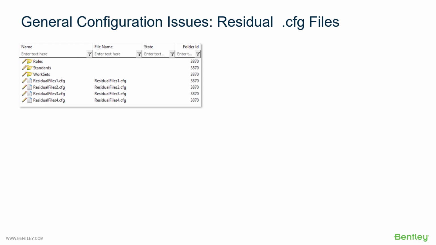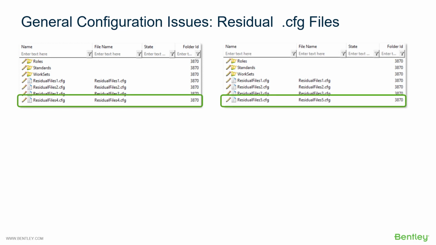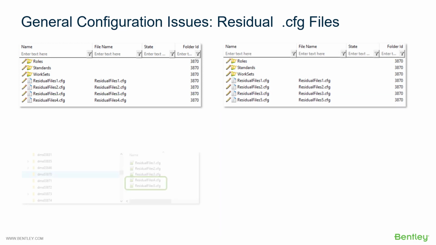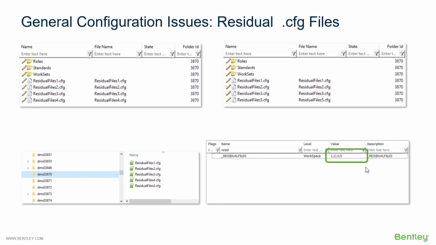Residual files 4. Say we rename that to residual files 5. What happens then in the local DMS folder is we have both a residual files 4 and a residual files 5. However, when the managed workspace processes that, there were variables I set in those files, and we see 1, 2, 3, 5. 4 was not included because the managed workspace was smart enough to only include the files that have document records associated with them.